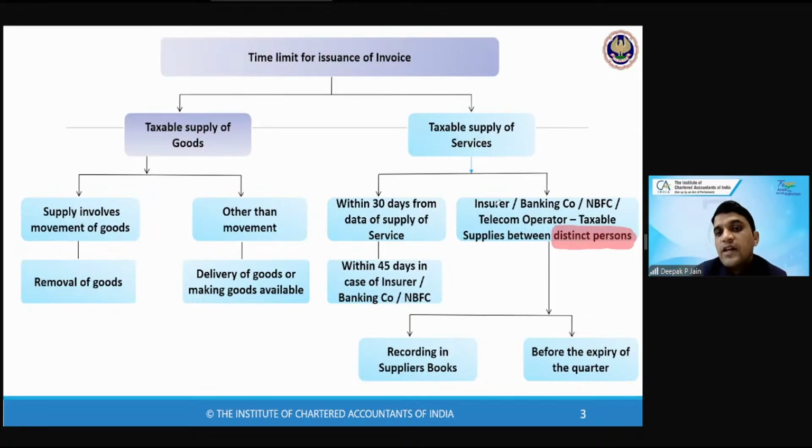Now, in case of a transaction between an insurance, banking company, NBFC, or telecom, wherein there are taxable supplies between distinct persons, that is, each branch of a banking company registered separately, then for any transaction between one branch and another, the time of issuance of invoice is at the time of recording in the supplier's book or before the expiry of the quarter. Before this time limit, you have to raise an invoice.